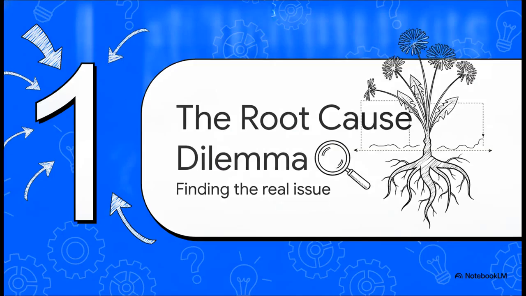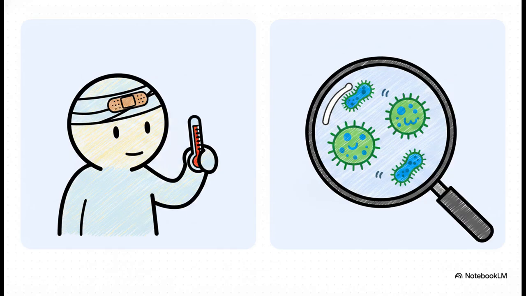Section 1. The root cause dilemma. Finding the real issue. To really solve complex problems, we absolutely have to shift our entire mindset. We need to move away from this addiction to rapid symptom relief and lean into deep, methodical investigation. It's literally like going to a doctor. Think about it. A surface-level symptom is a fever, right? You can pop a pill to bring the fever down. Sure, that's a quick fix.